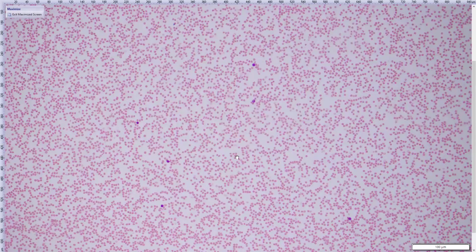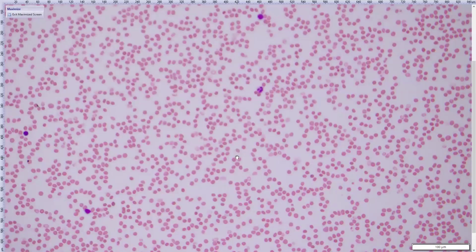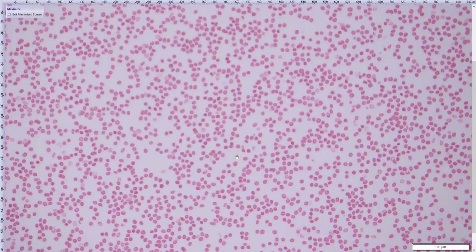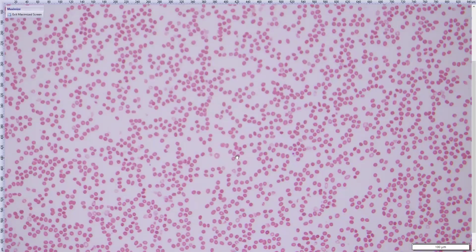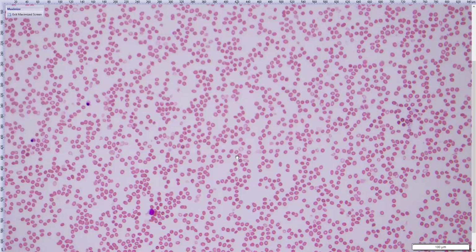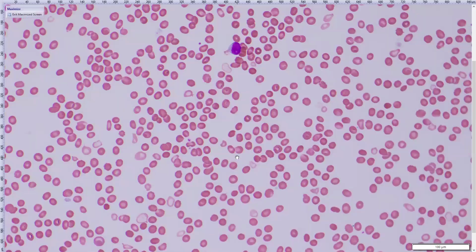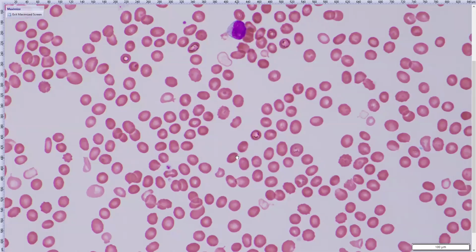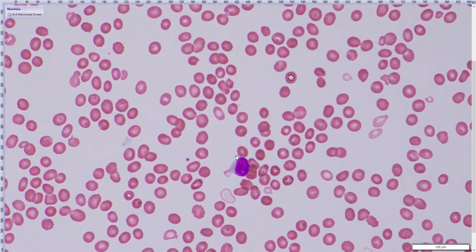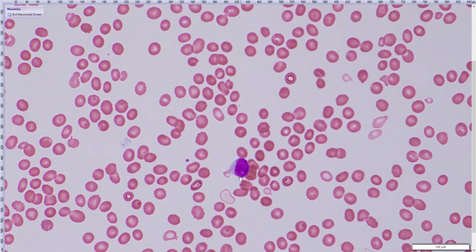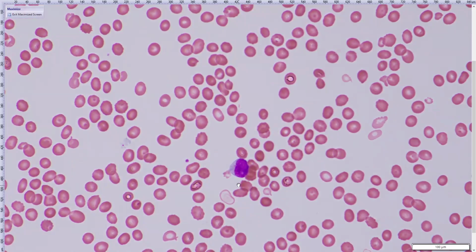Let's go around and try to see if we do see any blasts. Let's go here. This cell here is a blast. It's intermediate to large in size with a large nucleus, prominent nucleolus here, and it has a moderate amount of cytoplasm with some fine granules.